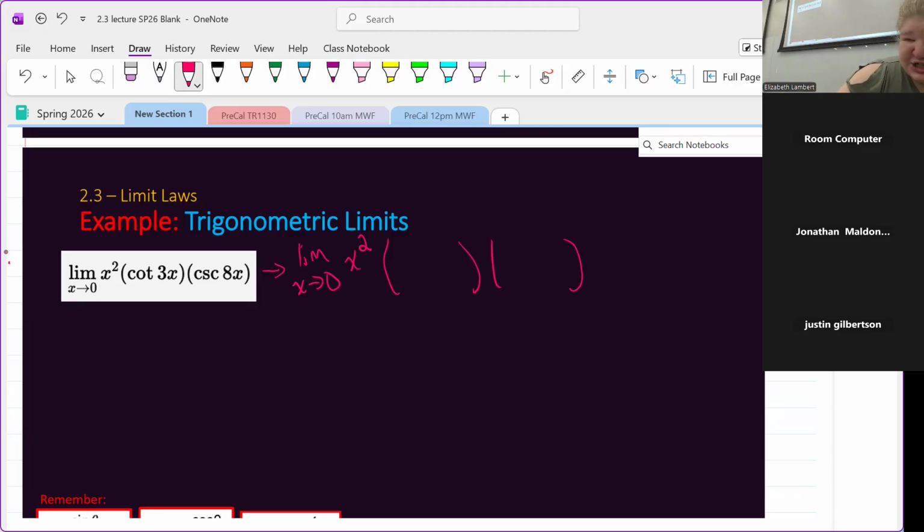All right, so cotangent has the t in it. So we know this is 1 over tangent. And then hopefully we remember tangent is sine over cosine. So the reciprocal of that is cosine over sine. So cotangent of 3x is the same as cosine 3x over sine 3x. Now, what about the cosecant? Yep, cosecant's 1 over sine. So cosecant of 8x is 1 over sine of 8x.